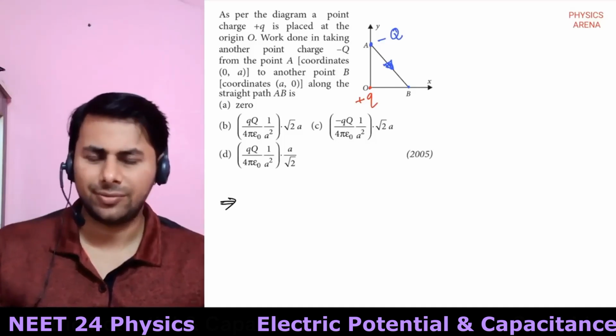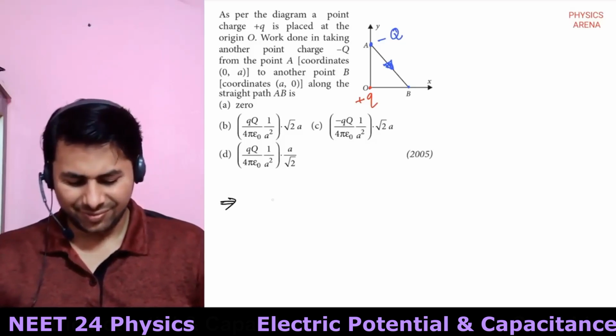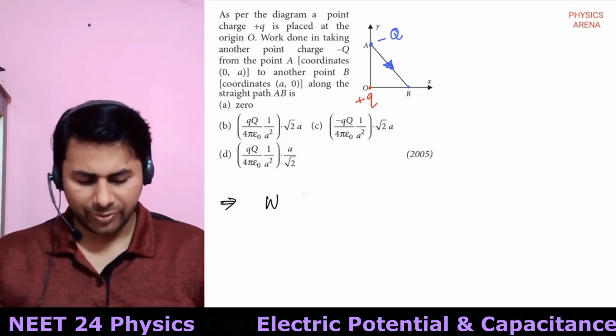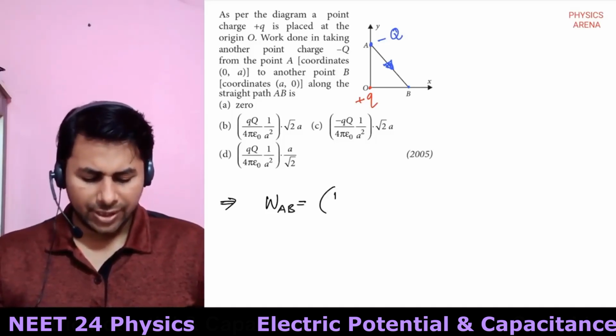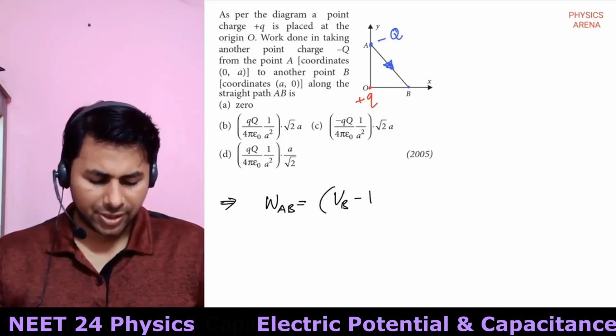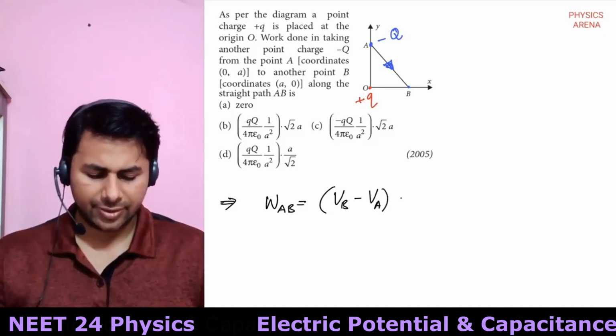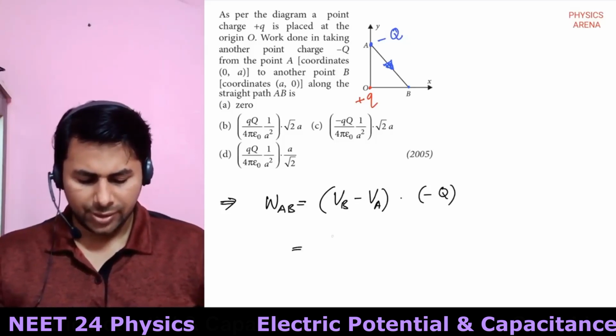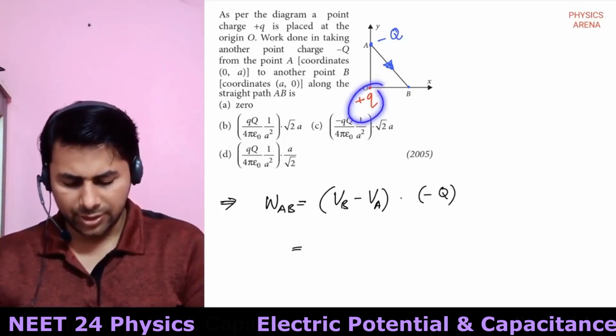It is the potential. Work done to move it from A to B is equal to potential at B minus potential at A, into the charge that you are moving, minus q. Okay, so how much is potential due to this?